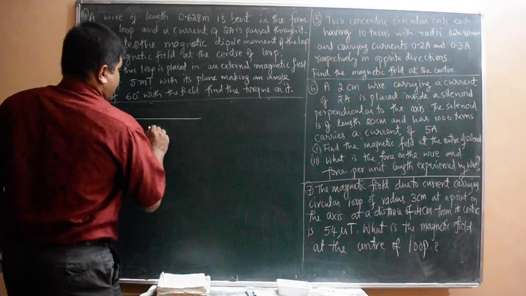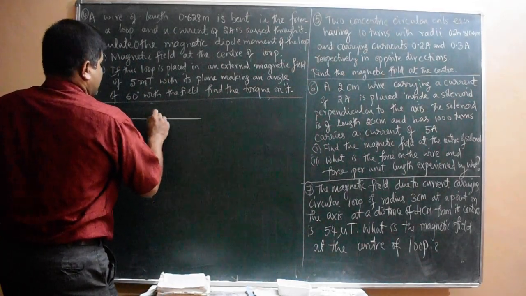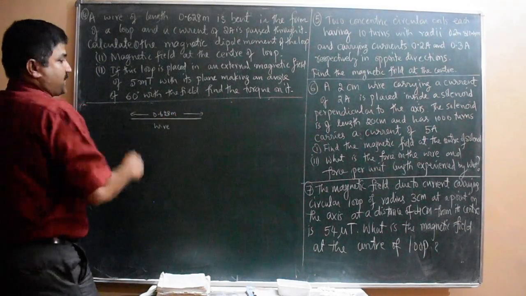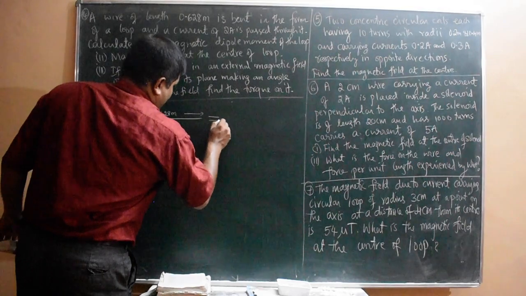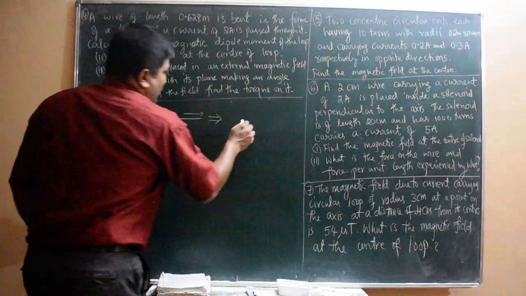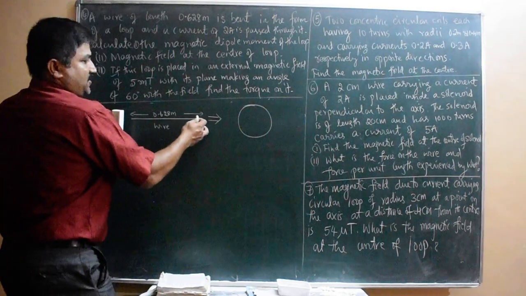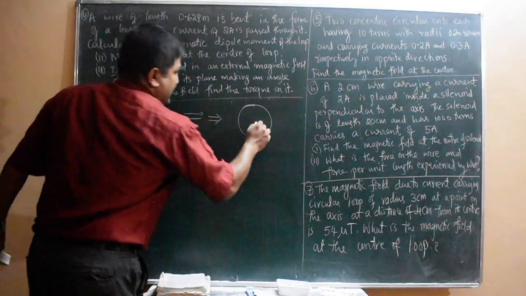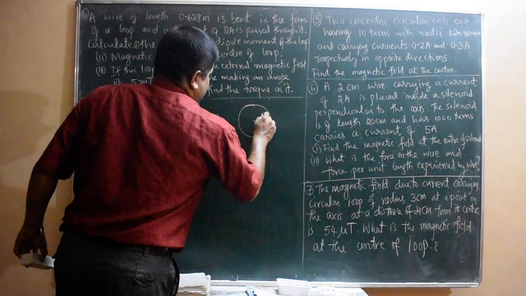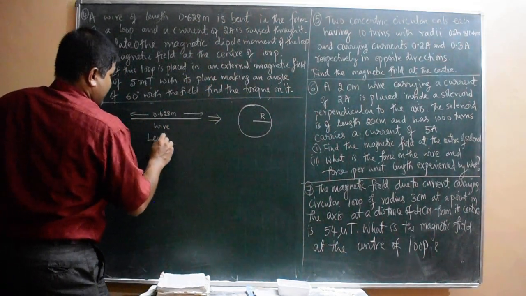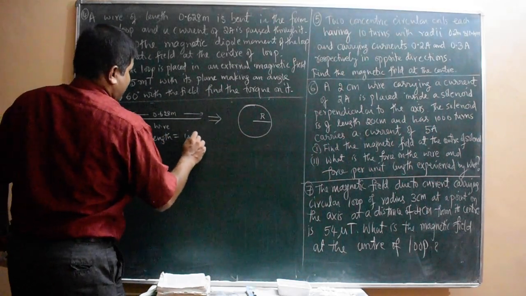Say first there is a wire. The length of the wire is 0.628 meter. Now it is bent into a loop like this. So the length of this wire is equal to the circumference of the loop. Okay, so R is the radius. So length equal to circumference. Firstly you have to take length equal to circumference.